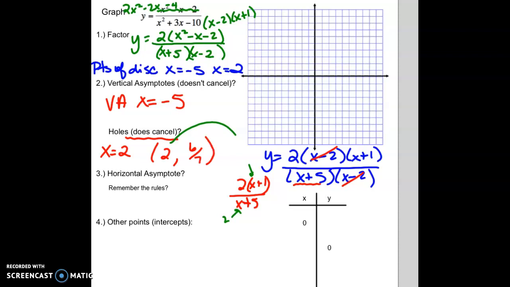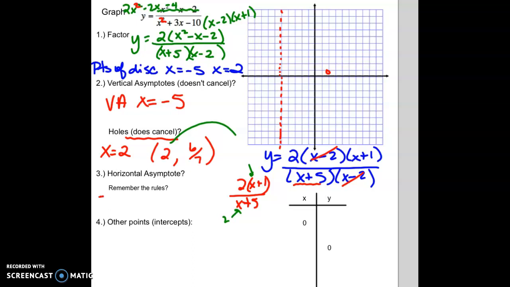Okay, so let's plot what we know so far. We have a vertical asymptote at negative 5. And we have a hole at the point 2, 6/7. So 2 and almost up to 1. So there's a hole right down there. All right, looking at the horizontal asymptote. Going to our original problem, we had a degree of 2 on top and on the bottom. So this is a same equals same.